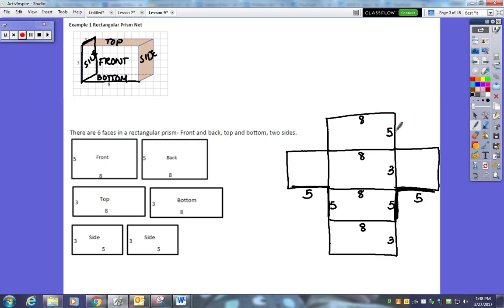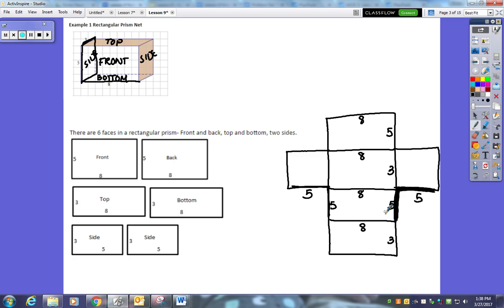Every other one should be the same number. And then the 2 corners, like here, would be the same number as well. So that would be a typical rectangular prism net. If I were to fold it all up, it would be that way.